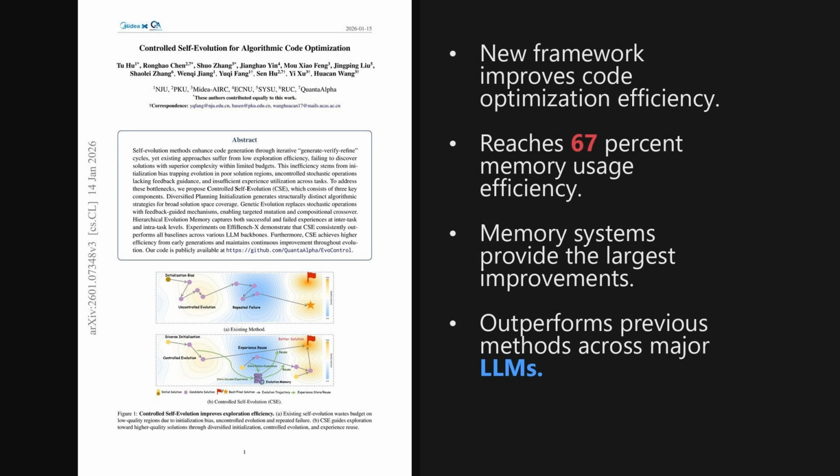So, bringing it all together, this research highlights a pivotal shift from random trial and error to a guided evolutionary process. By combining diversified planning with a hierarchical memory of past mistakes, the framework doesn't just write correct code, it systematically hunts for the most efficient algorithm.